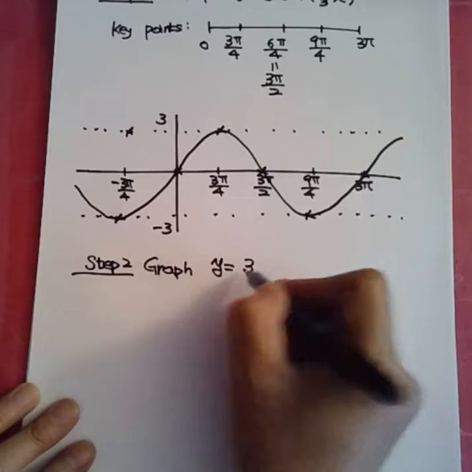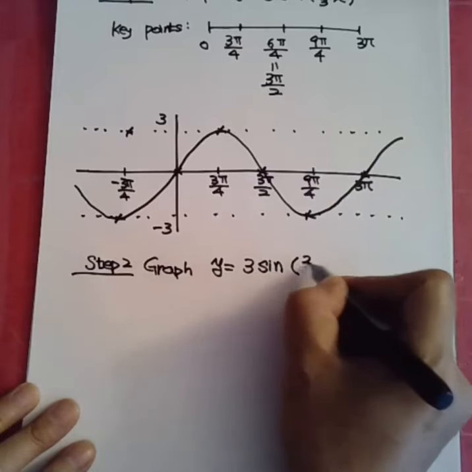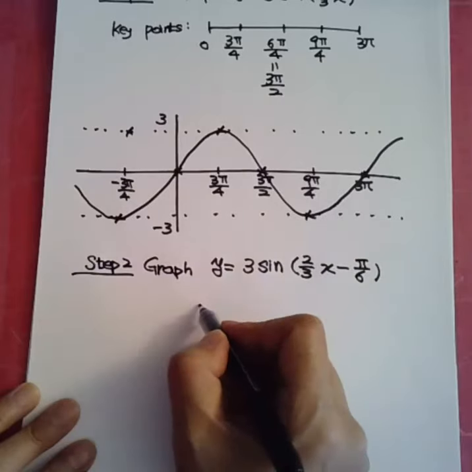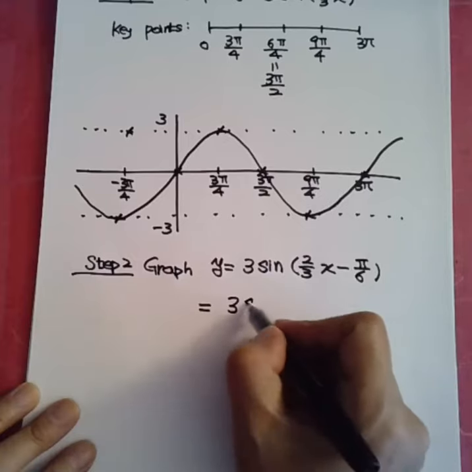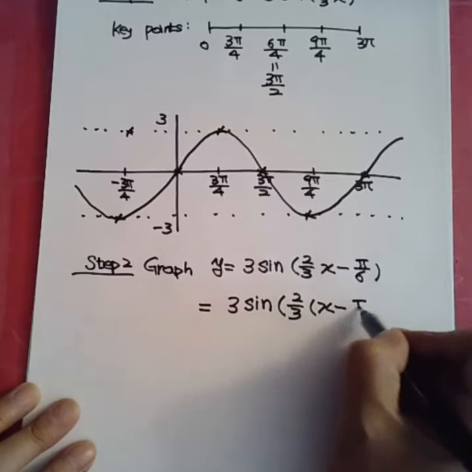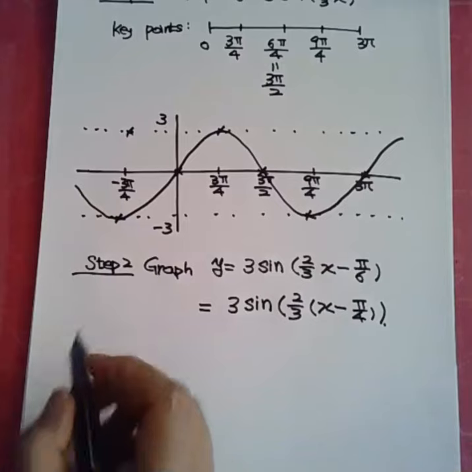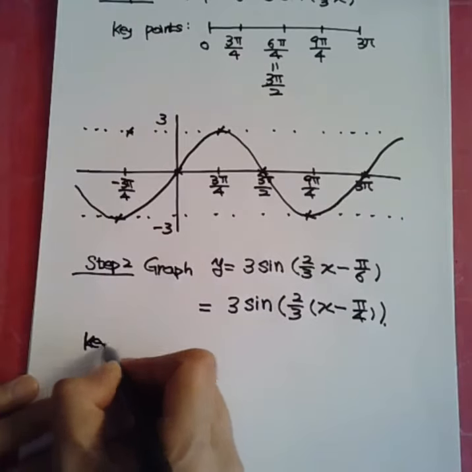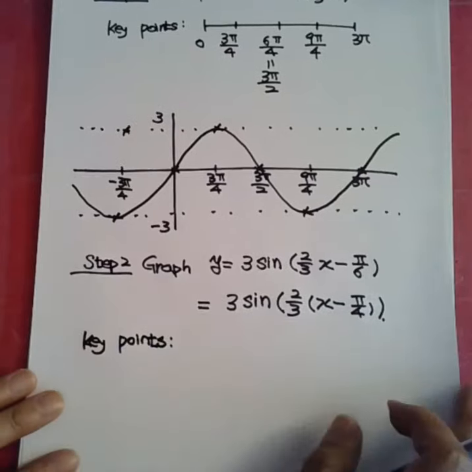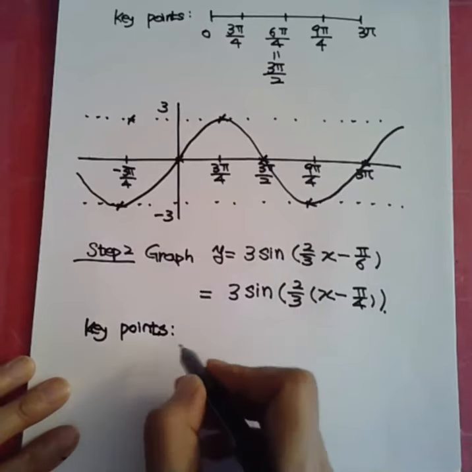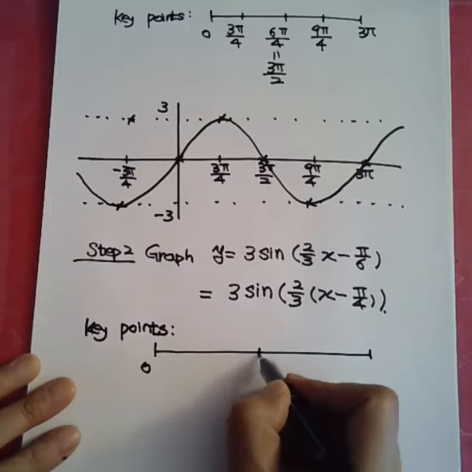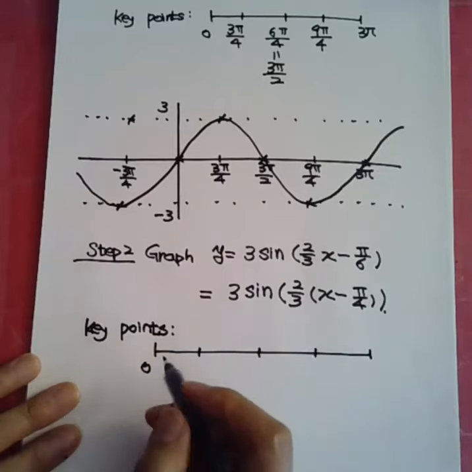y equals 3 times sine of 2/3 x minus pi over 6. I said that can be rewritten as 3 times sine of 2/3 open parenthesis x minus pi over 4. The key points will be shifted to the right. Let's mark at the original point.